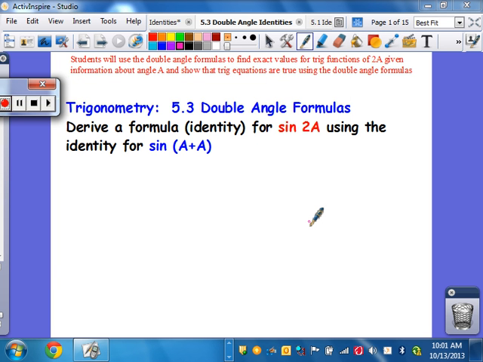Okay, this is section 5.3. We're going to talk about double angle formulas this time. These are also just on your salmon sheet on the left side, about halfway down.